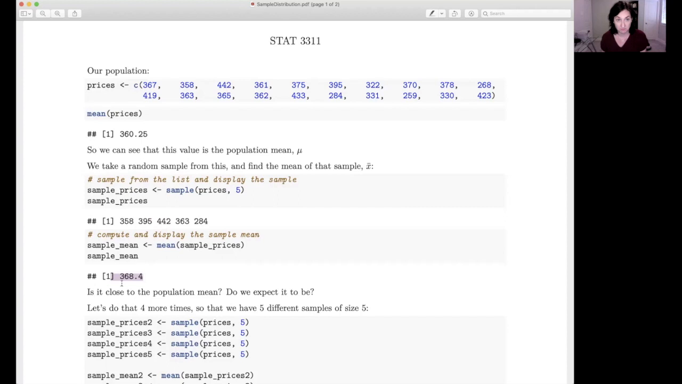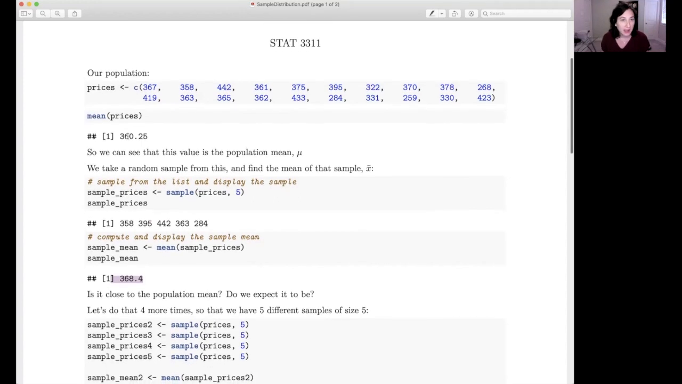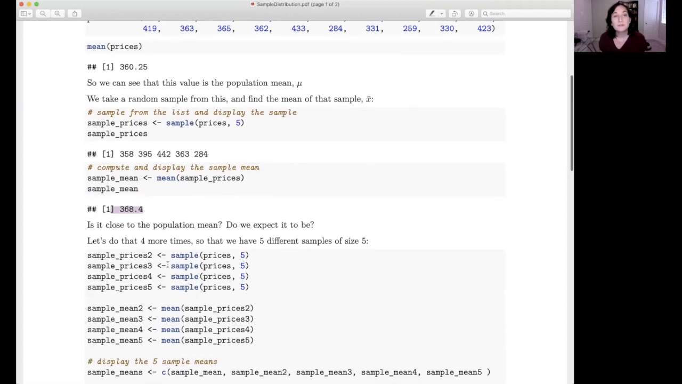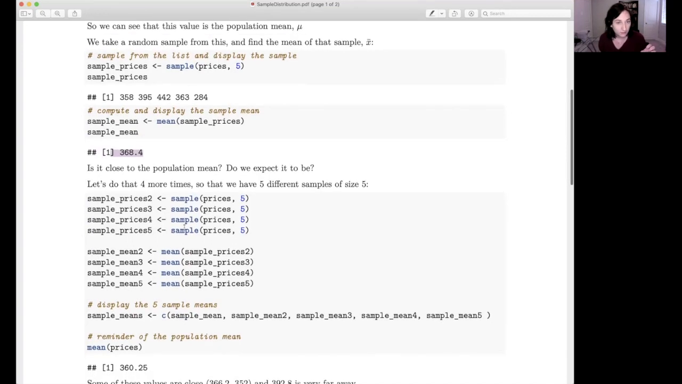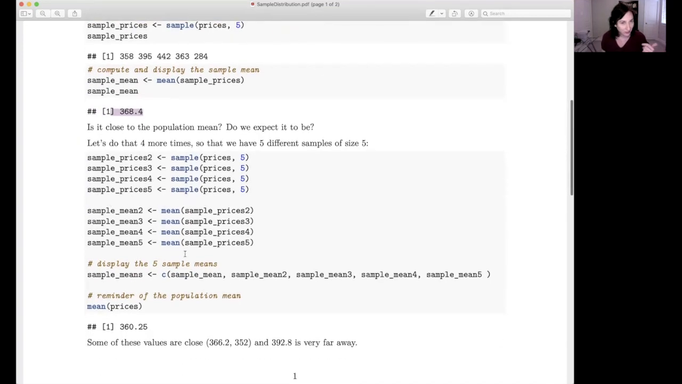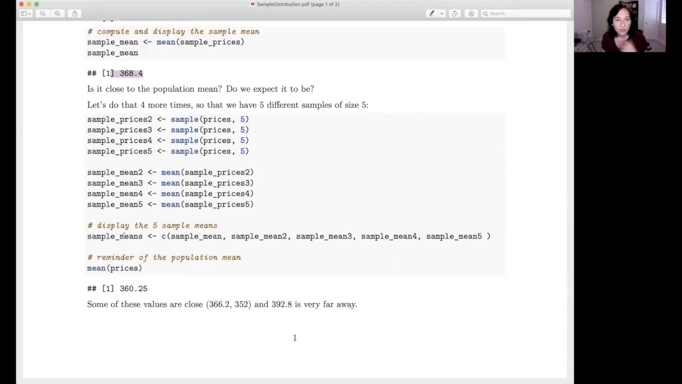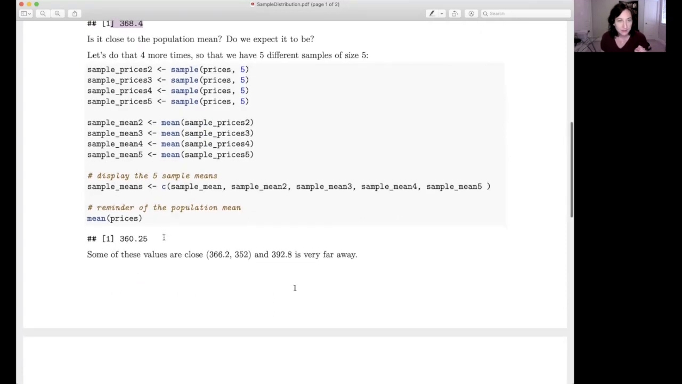Is it close? Yeah, kind of. It's 8 away, 8 on a scale of 360. It's not even a percent, right? We expect it to be close, right? We're sampling from this population. We're taking 5 from 20. We expect it to be close. Let's do it 4 more times. Now we have 5 different samples of size 5, right? So we're sampling 4 more times. We're taking the mean 4 more times, and we've got our sample means, right?